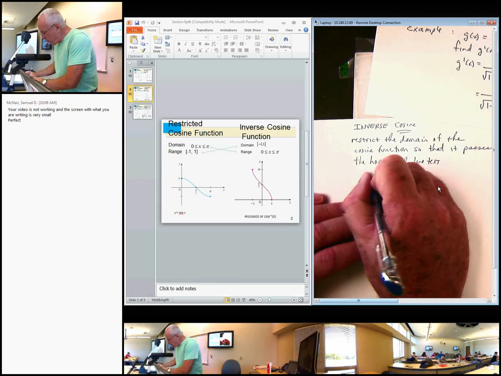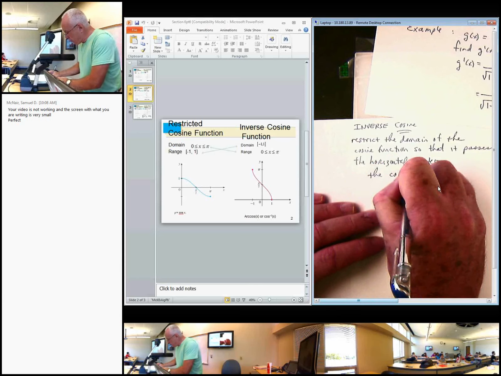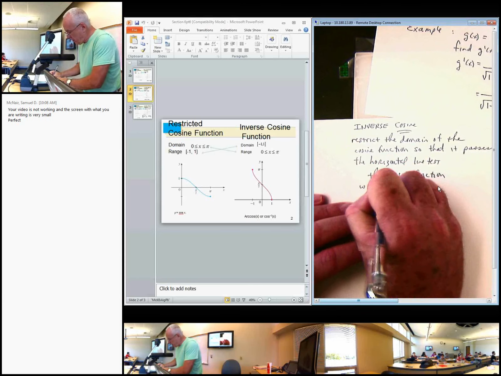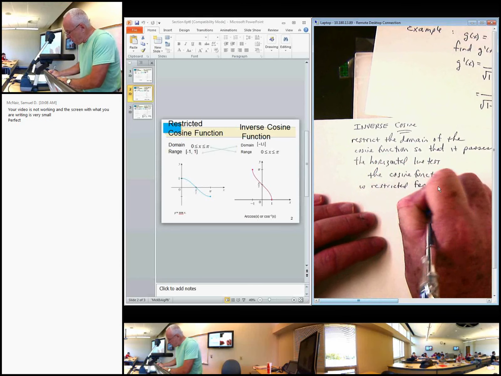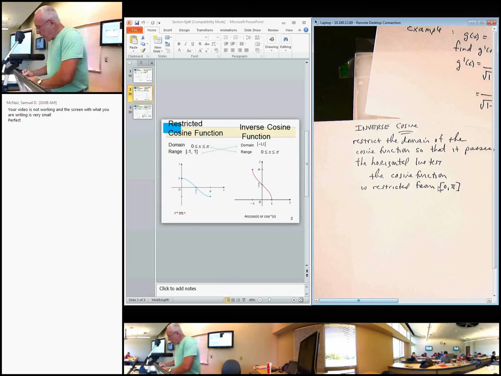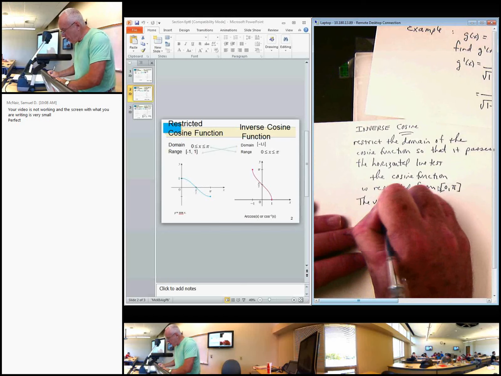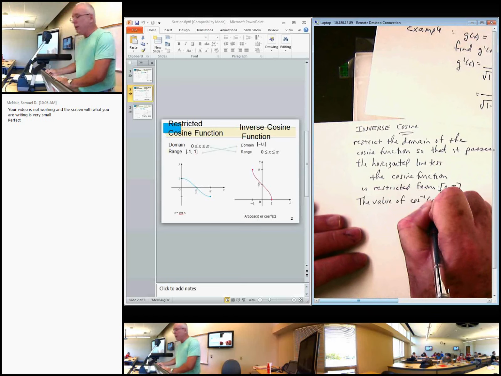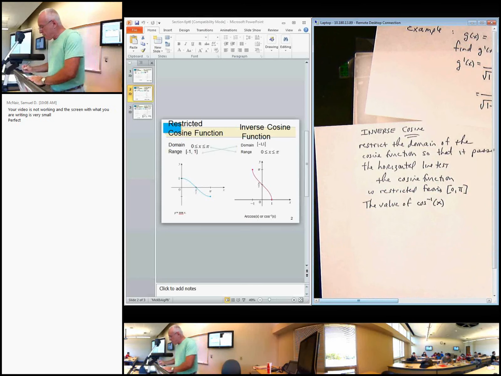Okay. The cosine function is restricted from 0 to pi, right? And the value of the cosine inverse, or the arc cosine of x, remember it's an angle. The inverse trig functions are angles.